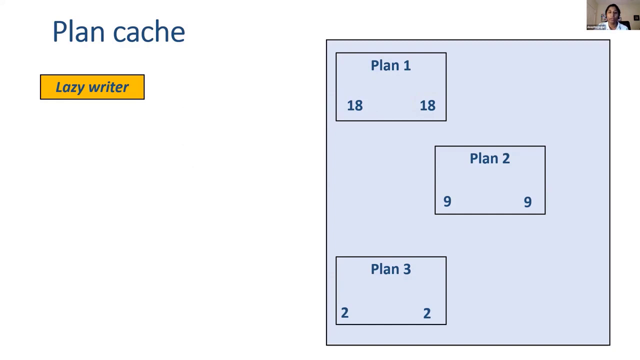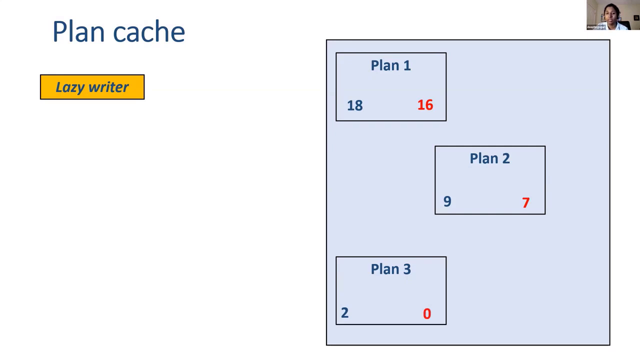So it decrements the plan 1 countdown value from 18 to 17. For plan 2, it changes from 9 to 8, and for plan 3, from 2 to 1. Then the lazy writer goes away, and in the next minute it comes back again and checks if any of the execution plans have been used recently. In our example, none of them are used again, so it changes the countdown value from 17 to 16 for plan 1, from 8 to 7 for plan 2, and from 1 to 0 for plan 3.